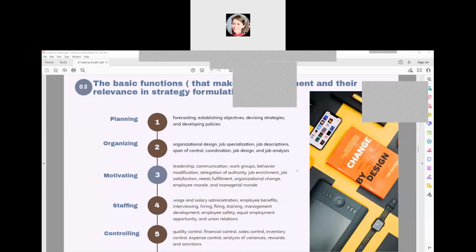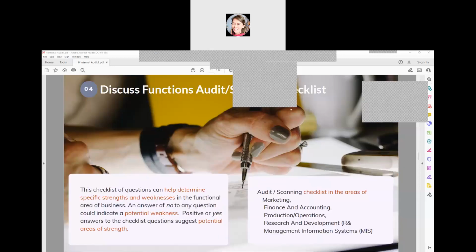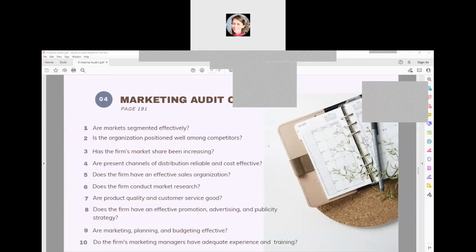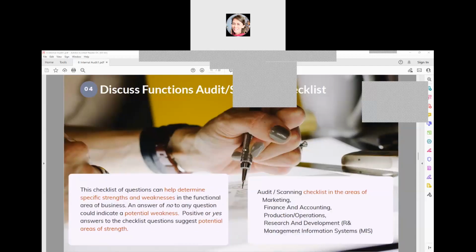Okay, I'm going to close this and move to the next slide. The next few slides, I hope you have seen these slides. You have read these slides already. They were uploaded on Smart 3. Now the next slides are related to the auditing or scanning checklist. The purpose of this is to help determine the specific strengths and weaknesses of the organization.